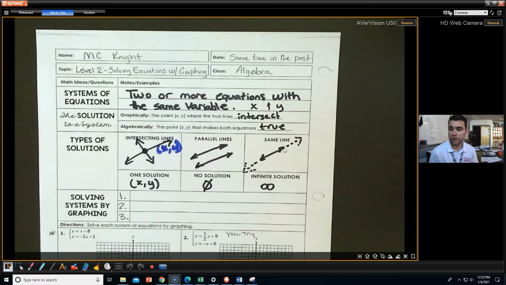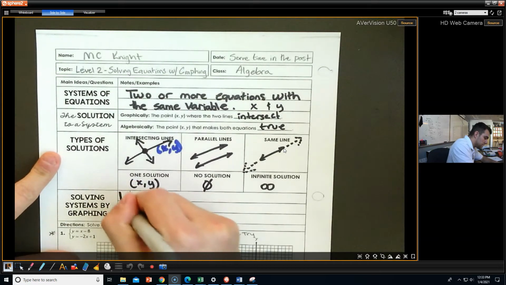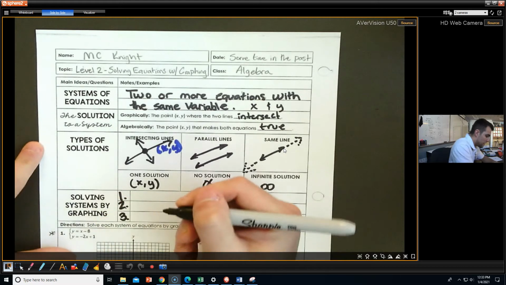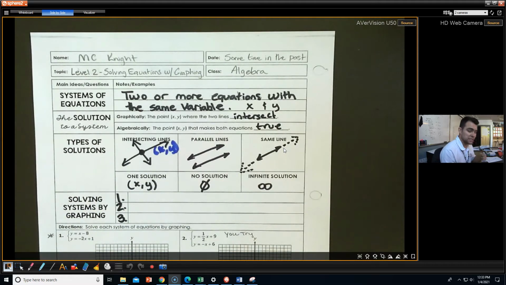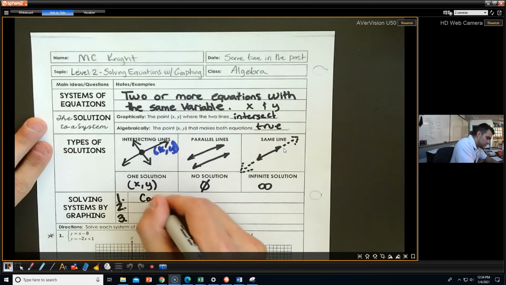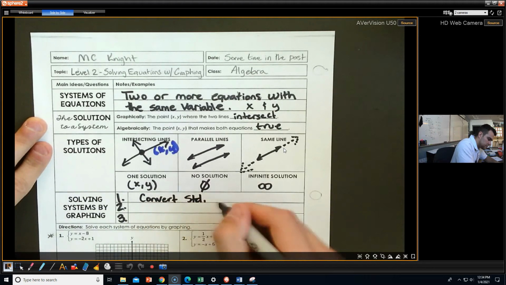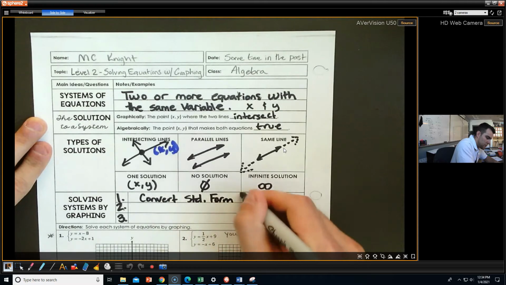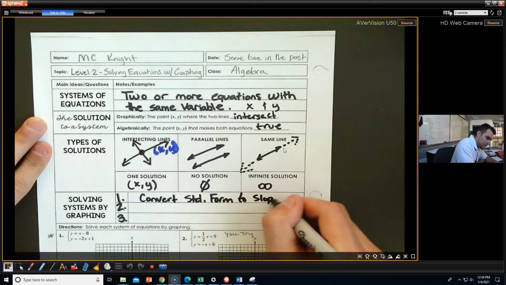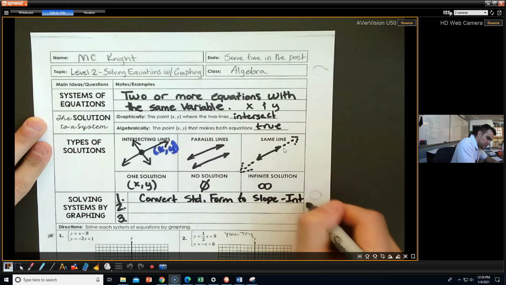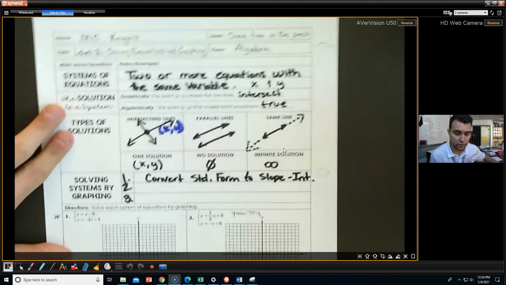Now, when we're solving by graphing, there's three things we can do. There's 3 steps to success, okay? The first thing to do is, if you have to, change standard form to slope-intercept form. You don't always have to do that, but sometimes you do. And we're going to see some problems where you have to do that, okay?